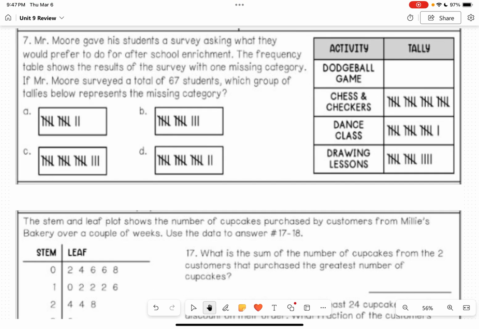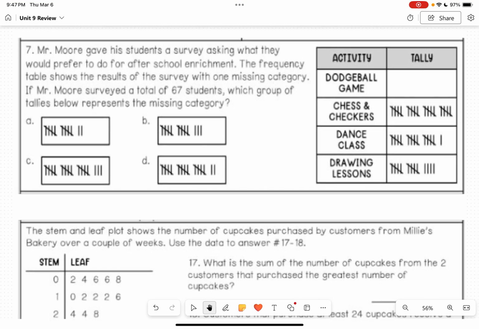So again, all my numbers are crazy. Now we're back to 7, but obviously this is not our 7th problem. So just bear with us. 7. Mr. Moore gave his students a survey asking what they would prefer to do for after-school enrichment. The frequency table shows the results of this survey with one missing category. If Mr. Moore surveyed a total of 67 students, so they're already giving us how many total students he surveyed, which group of the tallies below represents the missing category?